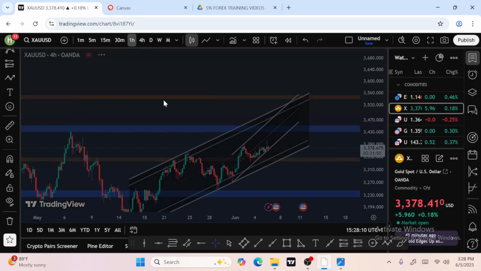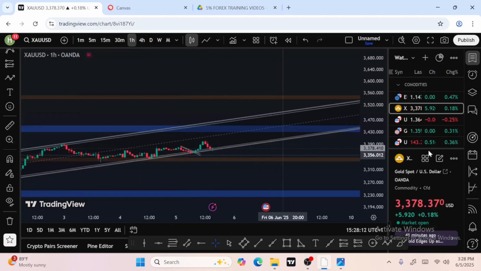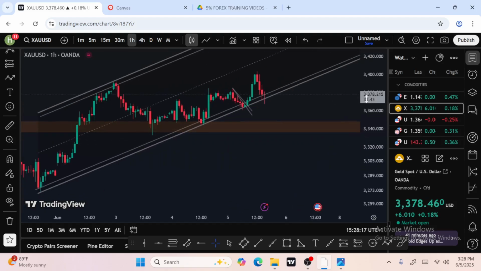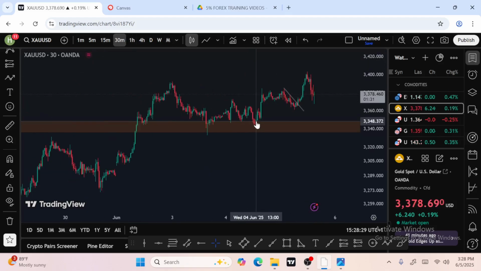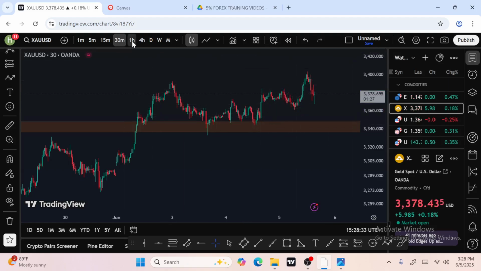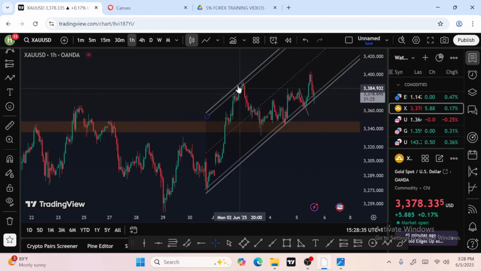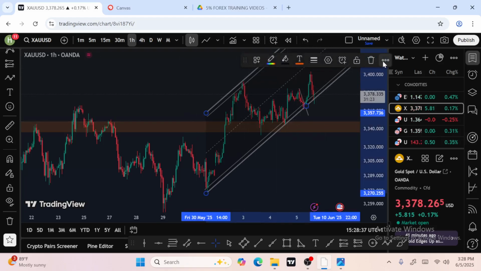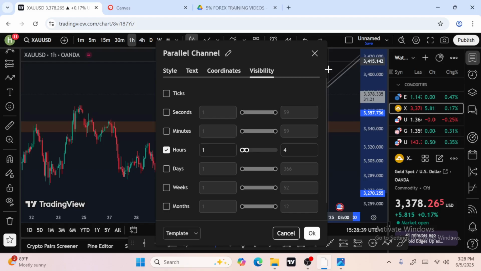So come down to 1 hour. See this candle we were seeing as a bearish candle. Now it's forming as a potential doji. And we have 30 minutes to go. Let's see what candle. So we don't have our channel here. So what are we going to do? Go to 1 hour. Make it visible. You don't need to draw it. Just make it visible.